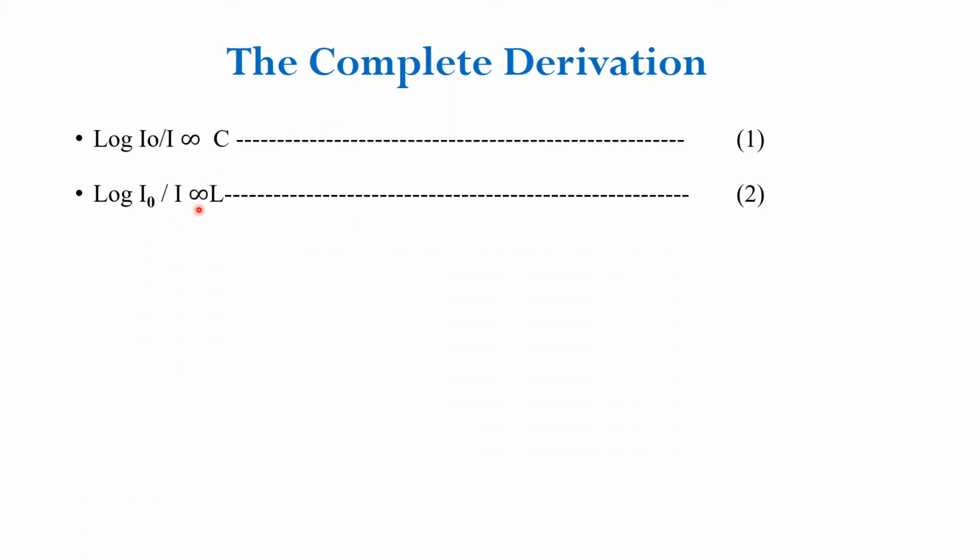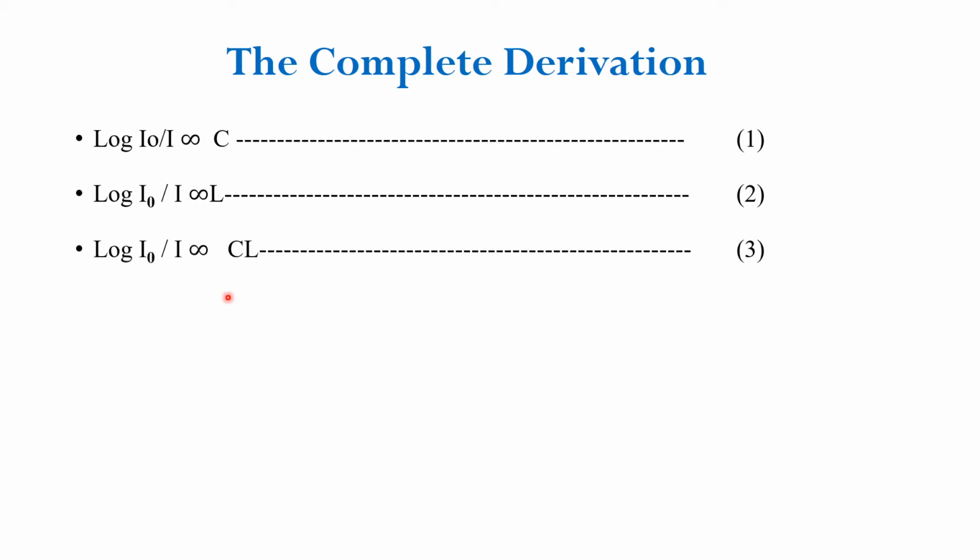So now let us see the complete derivation of Beer's and Lambert's law. The first equation says that log I0 by I, that is log of incident light to the transmitted light, is directly proportional to C, that is a chromogen in the presence of monochromatic light. That is equation 1. Equation 2 is log I0 by I is directly proportional to the path length, and this is Lambert's law, and here also the light has to be monochromatic.